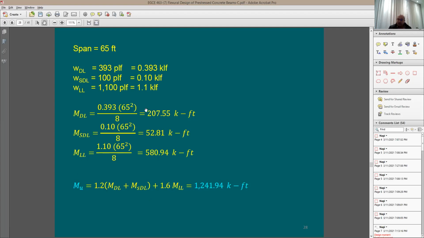So what I'm going to do here, I'm going to be adding this dead load to superimposed dead load, multiplied by 1.2 plus 1.6 times the live load, and this is going to be the moment I need to design my beam for. So now I want to be sure that this Vman is going to be greater than this M sub U. Okay, great.